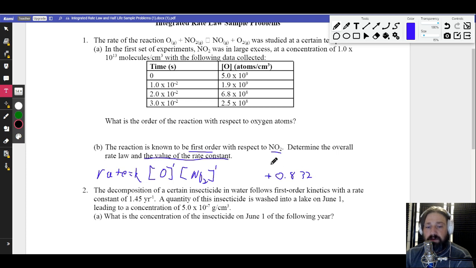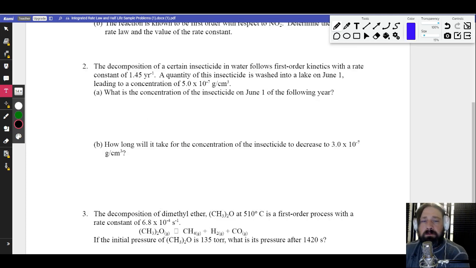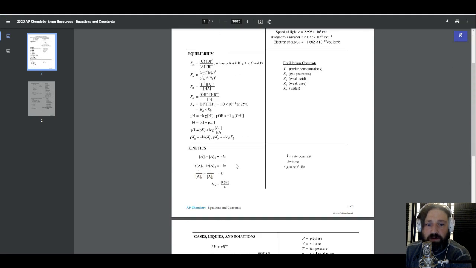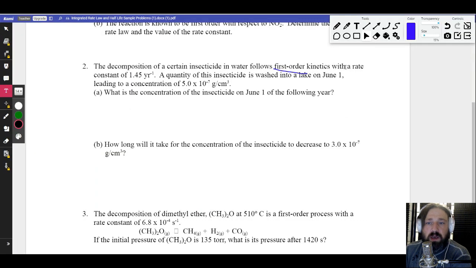It is positive because remember, k's are always going to be positive. Refer back to the cheat sheet I gave you and look at what the slopes are on the integrated rate law. All right, so let's do the next one. The decomposition of a certain insecticide in water follows first order kinetics. So right off the bat, we know that this is first order. One thing we might want to think about is pulling out our constants and equation sheet and referring to it. With a rate constant of 1.5 per year.